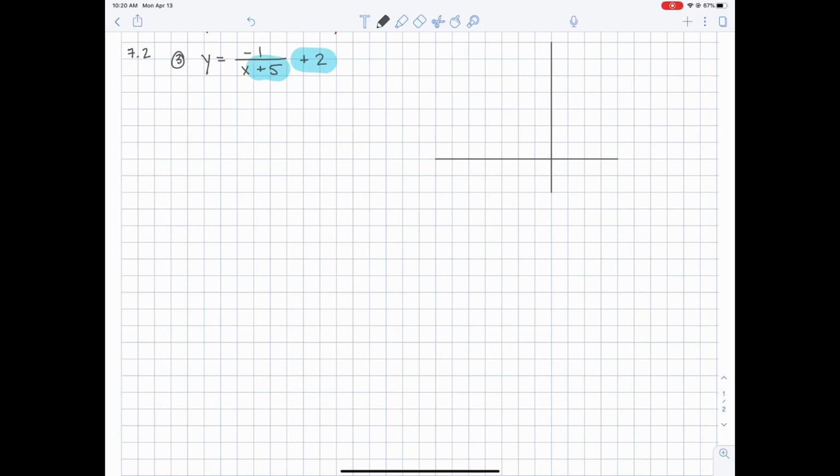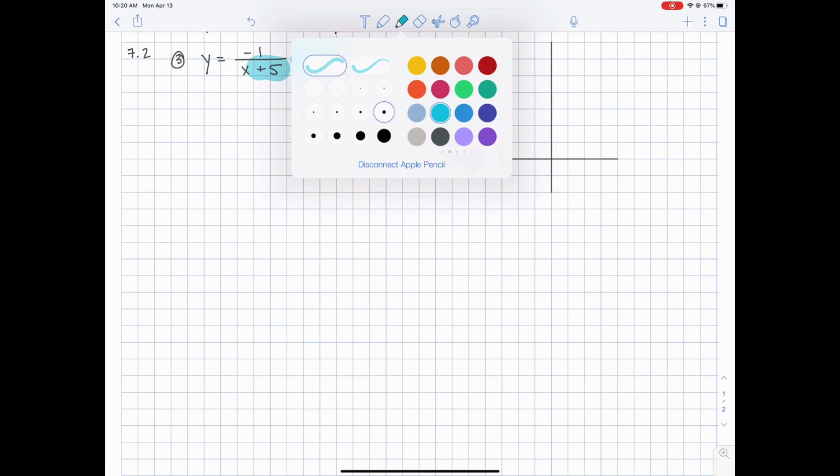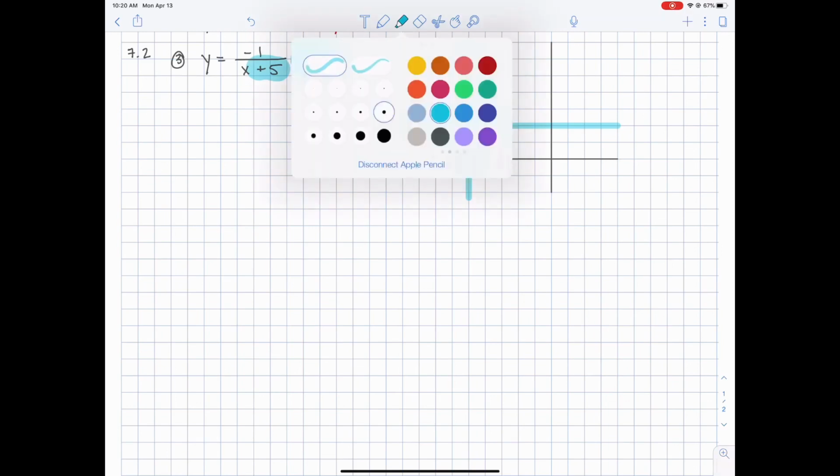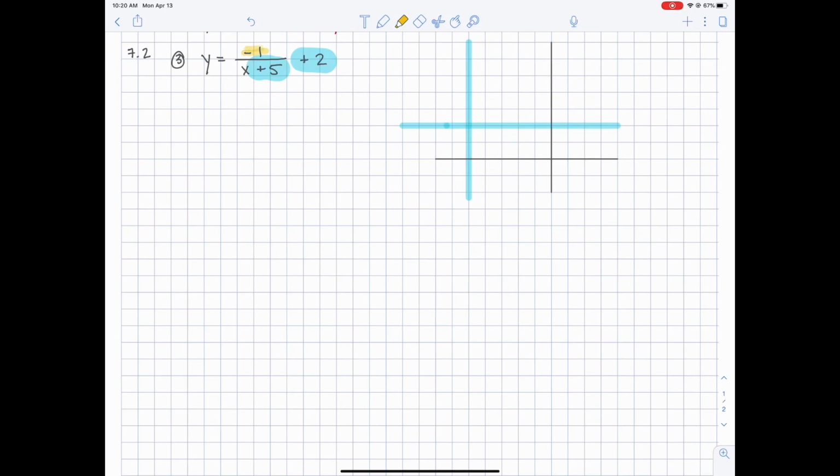And then for my asymptotes, I'm going to do it in highlighter, but feel free to do it in a dashed pencil if you'd like. I'm going to make this a little bit smaller. And I know that my vertical asymptote is at -5, and my horizontal asymptote is at 2. Okay, so there's my asymptotes. I'm going to pull this one over a little bit. There we go.